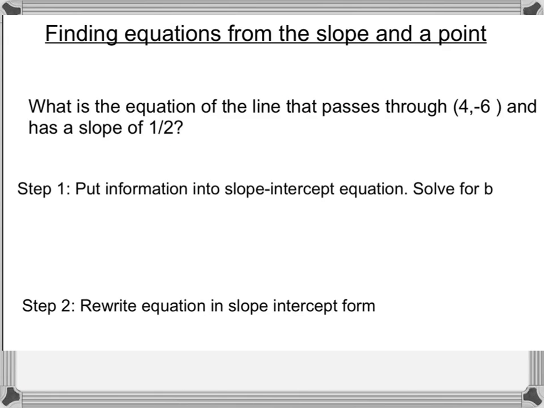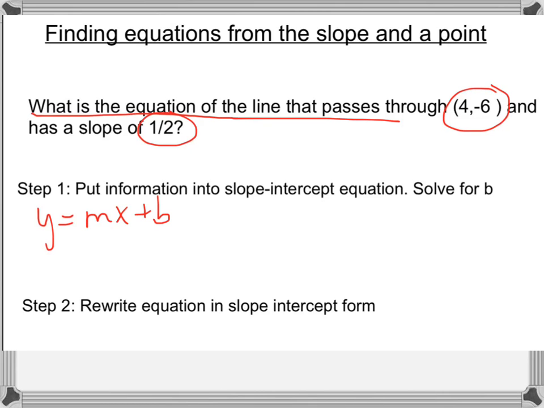Okay, now finding equations from slopes and a point. So let's say I was given: what is the equation of the line that passes through the point (4, negative 6) and has a slope of 1/2? First thing, I want to go back to my slope-intercept form. And remember, I'm solving for slope and y-intercept. Now, you might be able to do this right off the bat because the slope I already have, right? That's 1/2. So right now with the slope, I can put that information in: 1/2 x plus b.